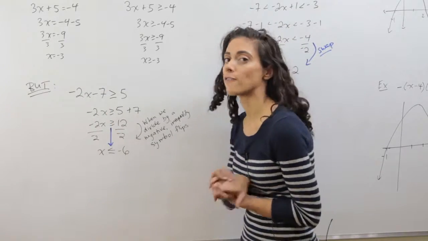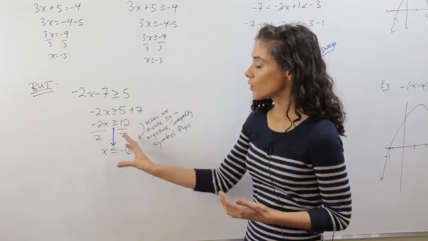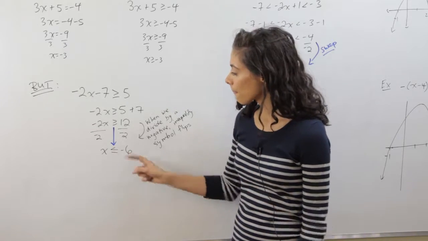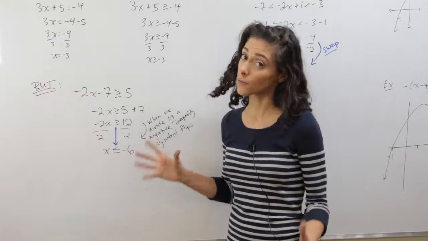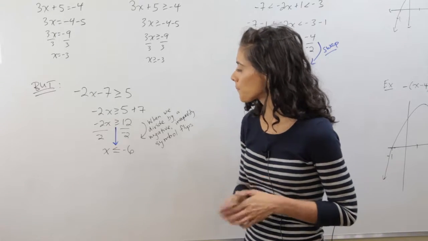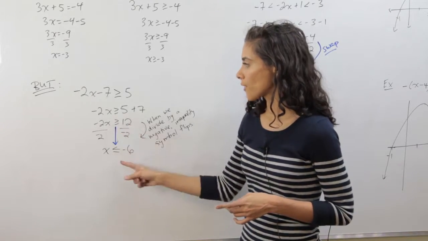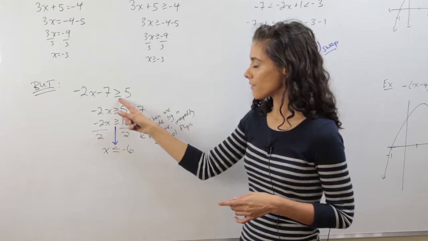There's one minor thing you have to watch out for. We treat inequalities like equations, except if we divide both sides of the inequality by a negative number, or multiply both sides of an inequality by a negative number, the inequality symbol will swap directions. So here I have a greater than or equal to symbol.